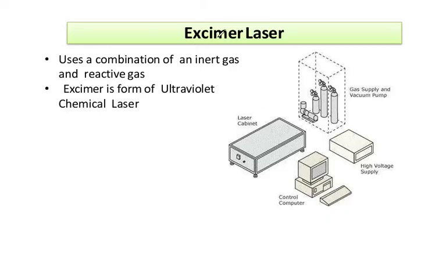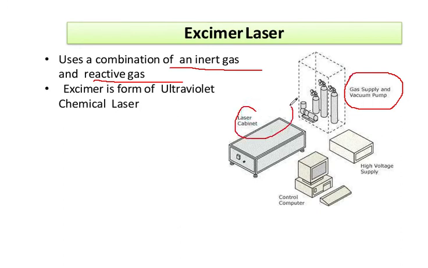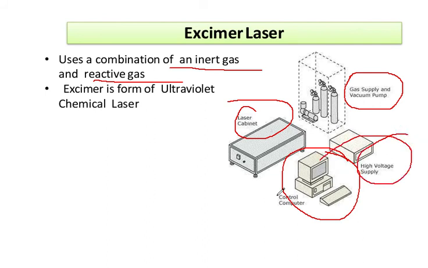So, excimer laser, you can see this is a combination of inert gas and reactive gas. This is the gas supply and the vacuum chamber is here. This is the laser cabinet. This is the computer control device and high voltage supply has been provided. Excimer is also known as ultraviolet chemical laser.